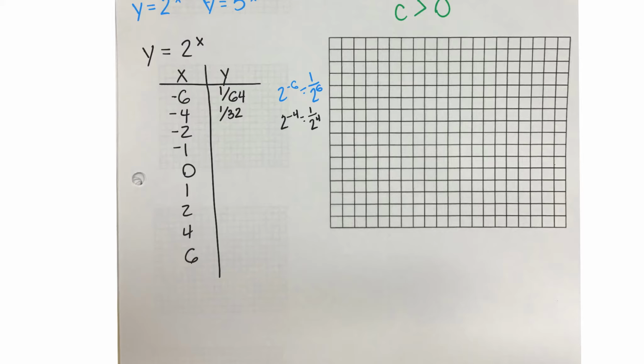The next one is going to be 2 to the -2. So that's 1 over 2 squared, which is 1/4. And then 2 to the -1 is going to be 1/2. Careful, 2 to the 0 is what? Anything to the 0 is 1. Now we have 2 to the 1. Anything to the 1 is itself. 2 squared is 4. 2 to the 4th is 32. And 2 to the 6th is 64.